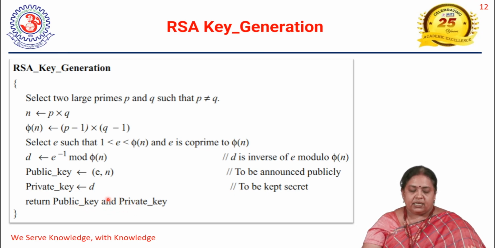Once again I tell you, what is the key generation algorithm? Here we have to select two prime numbers. One is called P and another one is called Q. These prime numbers should be large enough.